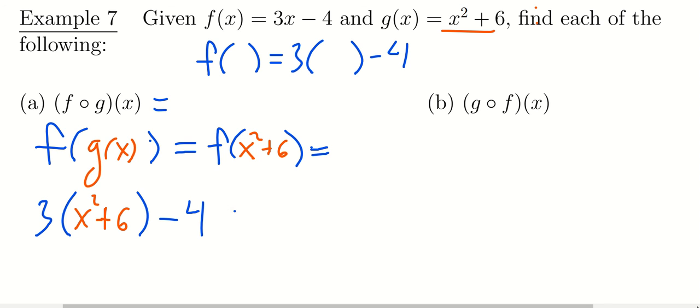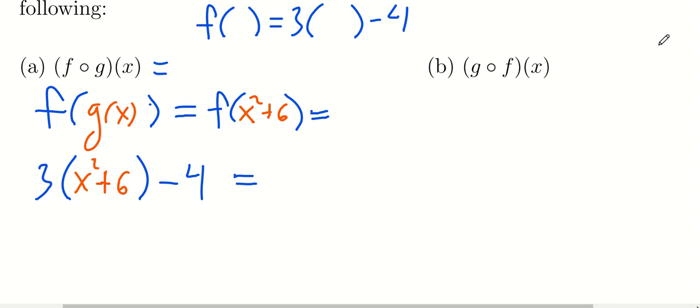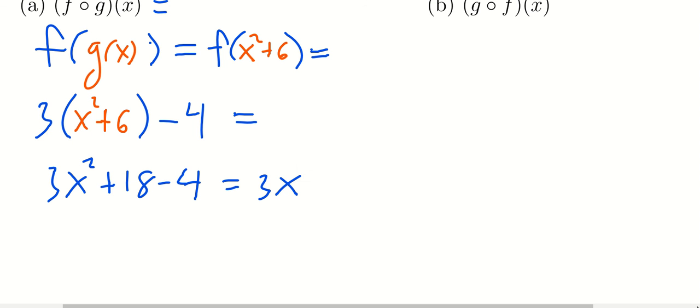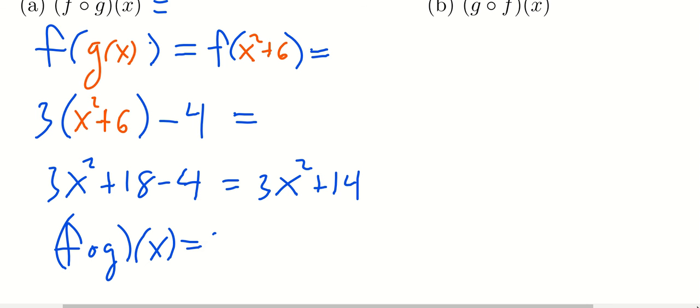And now let's go ahead and work this out. Once we have it plugged in, we can distribute. That'll give us 3x squared plus 18 minus 4, which is equal to 3x squared plus 14. So the function f composed with g of x is equal to 3x squared plus 14.